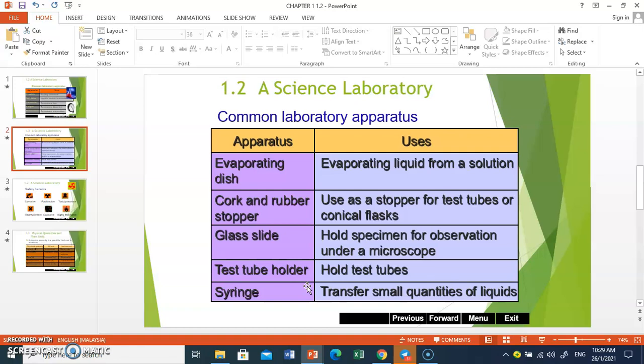We also have other apparatus like boiling tube, test tube, beaker, conical flask, flat bottom flask, measuring cylinder, burette, pipette, tripod stand, wire gauze, filter funnel, gas jar, retort stand with clamp. You can read them from textbook page number 10 until 11.